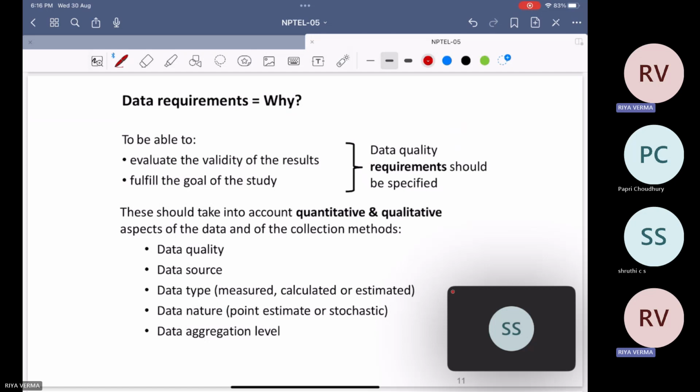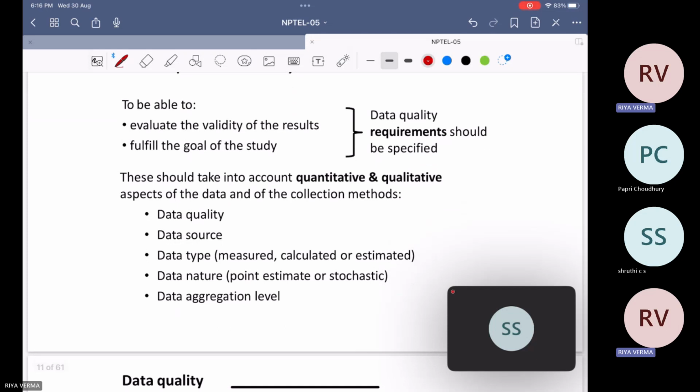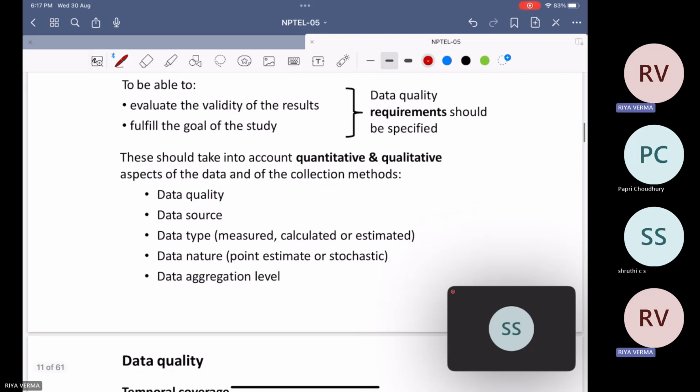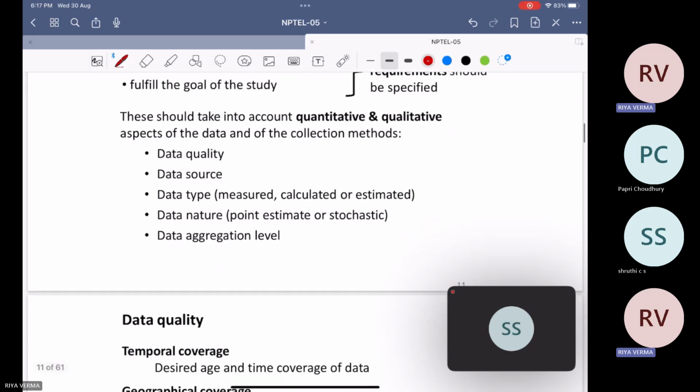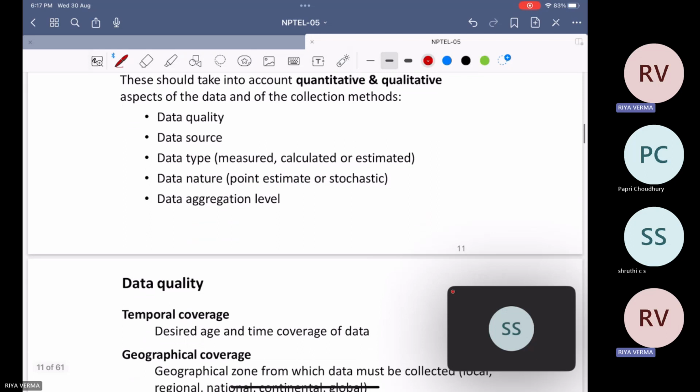What is important here is that firstly, the data quality requirement should be specified clearly, like what sort of data is needed for the study, what is the timeline that we are concerned with, what is the data quality, the source of the data, and what is the type of data that we are using, whether it is measured, calculated, or estimated data, then the nature of the data, that is, whether it is a point estimate or stochastic data, or the data aggregation level. So these points should be very clearly mentioned in our LCA study.